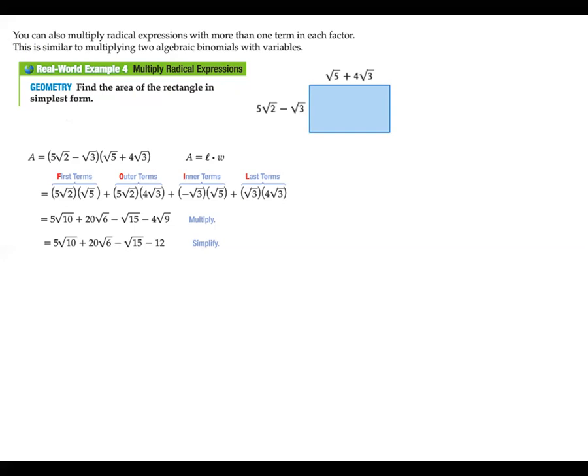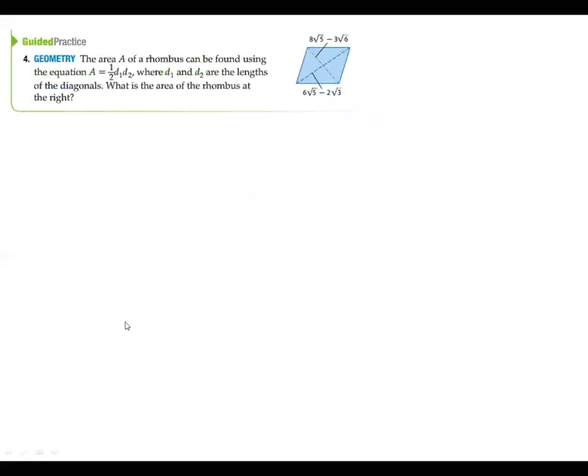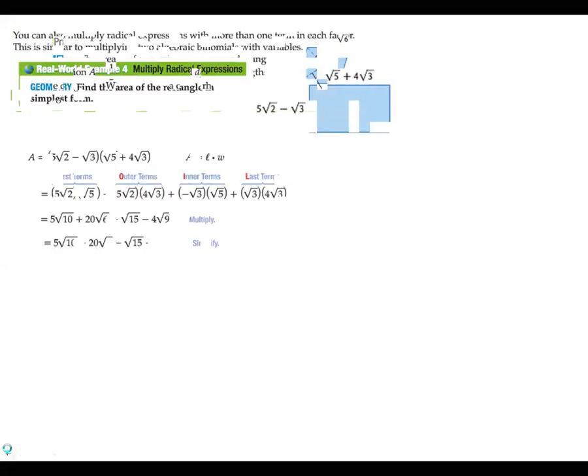Okay, 10 has no perfect square factors, so it's fully simplified. Neither does 6, neither does 15. But 9 does. Square root of 9 is 3 times the 4 gives you 12. And that's our final answer for that one.